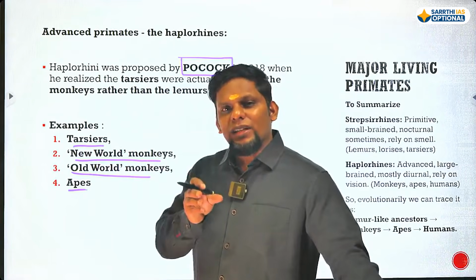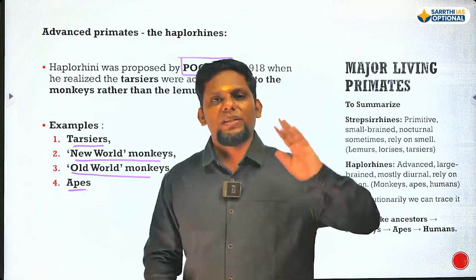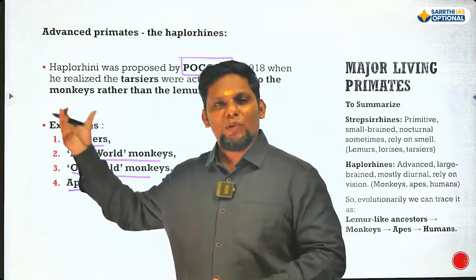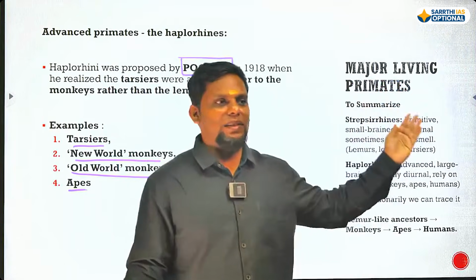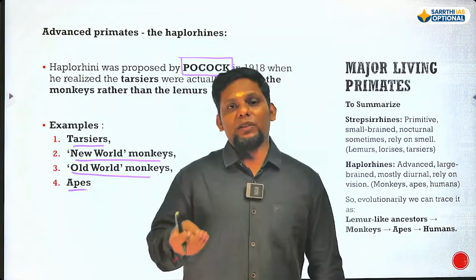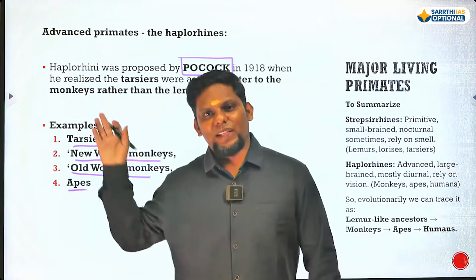But tarsiers, they essentially show a mix of features. In some features they look like these guys. In some features they basically look like these guys. Okay? Some features make them look like the old prosimians, and some features, they also have some commonality with the anthropoids. Is this clear? For example, that grooming claw. Why there was this confusion back in the day. Okay? So that's why they were placed here.